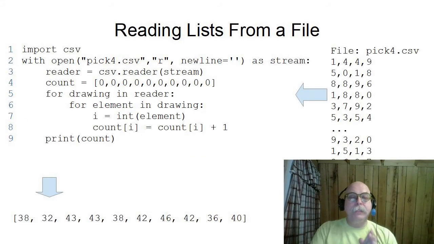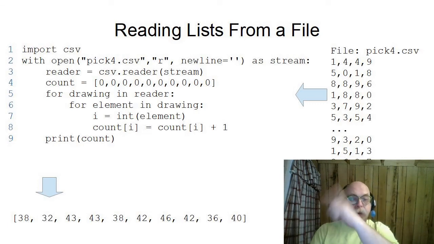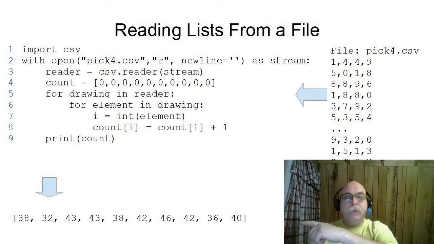Okay, so this sample program is going to read the pick 4 list that we created in the previous sample program, and it's going to return to us the count of the numbers. How many times does each number appear in the list? So read this file in and count how many times each number appears in this file. The first value in the list would be the number of zeros. The next value would be the number of ones. The next value would be the number of twos.